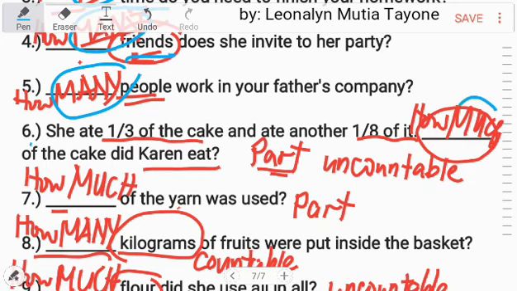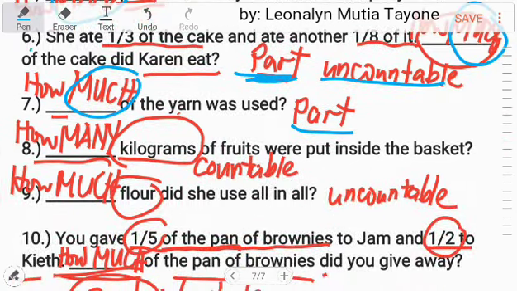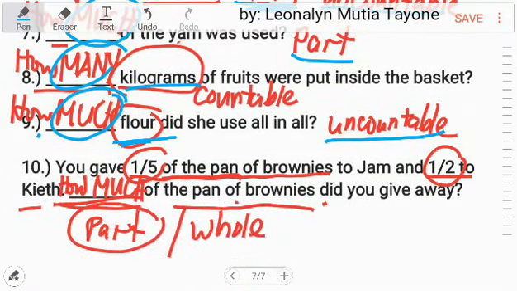Number 6, how much of the cake? Part. How much of the cake did Karen eat? It's part, that means uncountable. Number 7, how much of the yarn was used? Part lang siya. Number 8, how many kilograms of fruits were put inside the basket? Number 9, how much flour did she use all in all? Flour is uncountable. Number 10, you gave 1/5 of the pan of brownies to Jam and 1/2 to Kate. How much of the pan of brownies did you give away? Should be how much, kasi part lang siya.